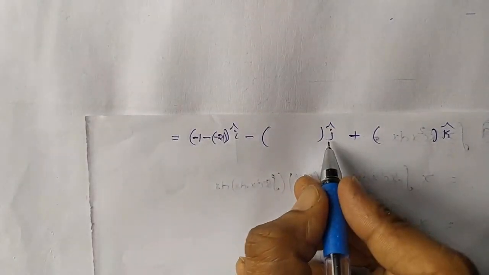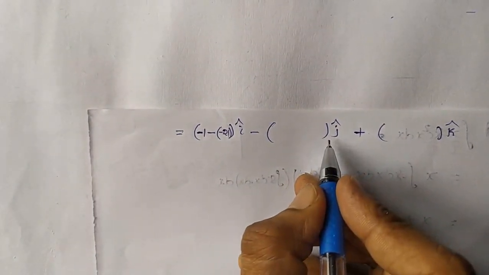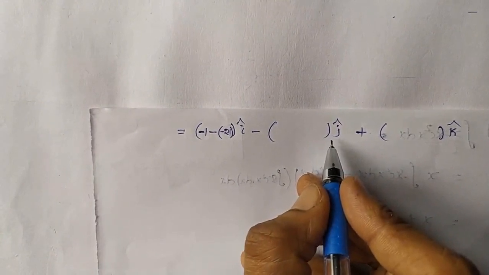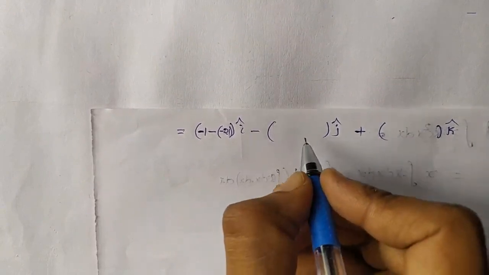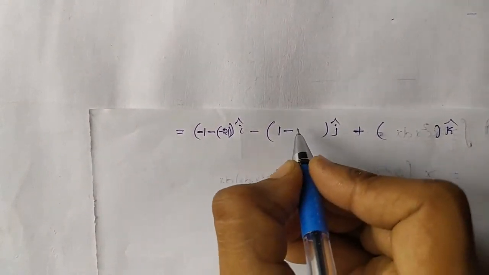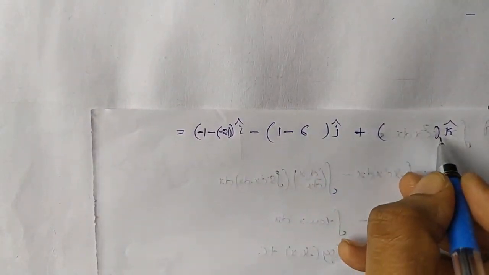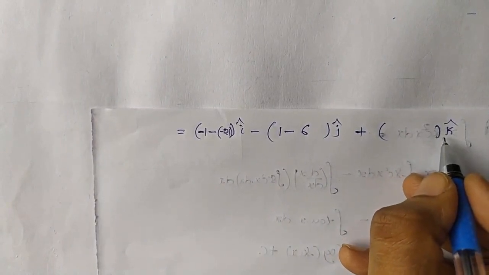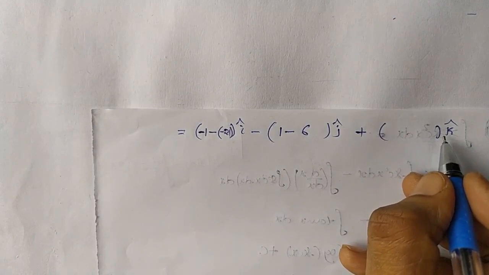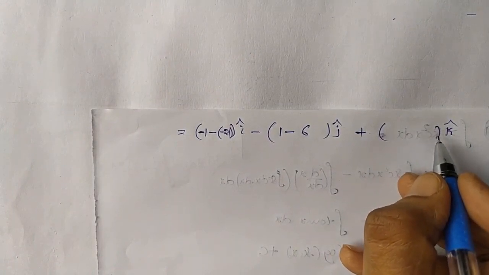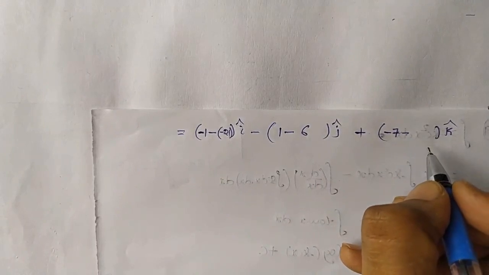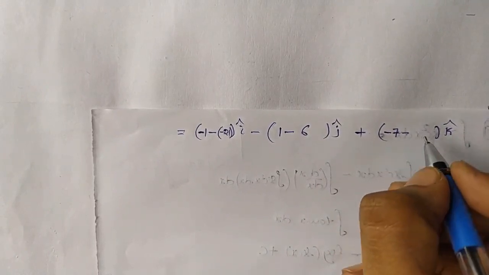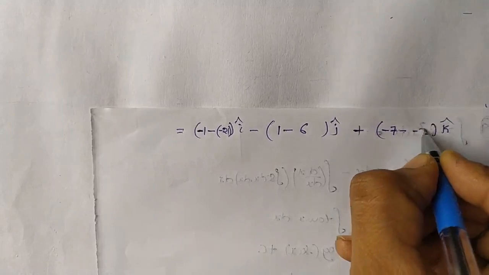Next, if we want j, delete that corresponding row and corresponding column in that determinant. Then we will get the j components. 1 into 1 is 1, minus 3 into 2 is 6. Next, similarly delete the corresponding row and corresponding column of the k, then we will get 1 into minus 7 is minus 7, minus 1 into 2 is minus 2.